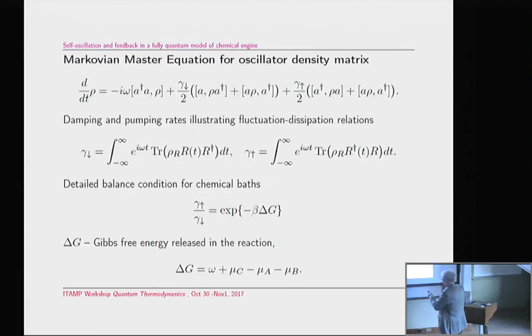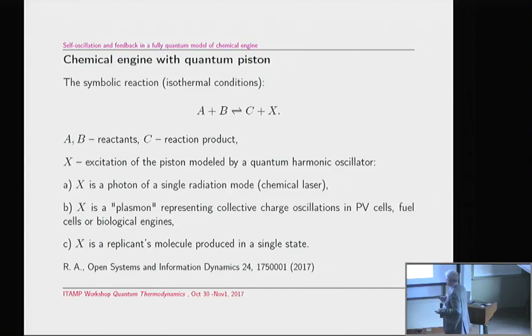Here I choose an example of a chemical reaction, but it can be even less complicated with only two components, A and C, for example, or can be much more complicated. It doesn't matter. It's important that we have a certain chemical reaction, and we have this harmonic oscillator which is coupled to this reaction coordinate. So X denotes excitation of the piston, which is here treated as a harmonic oscillator.